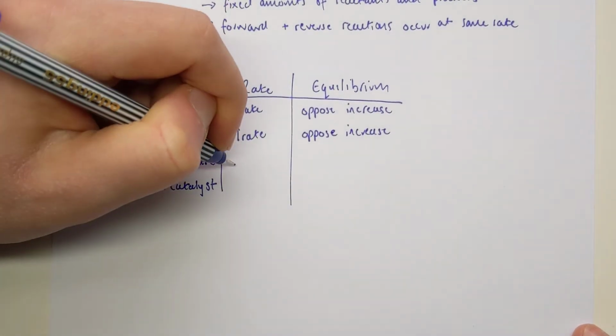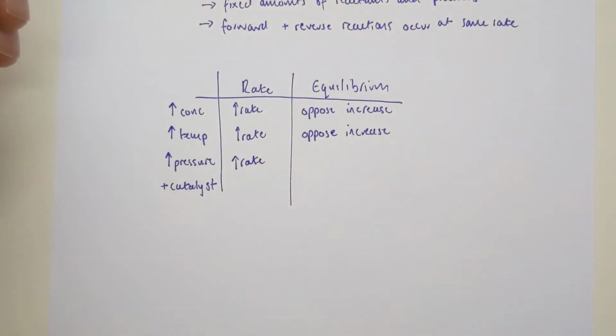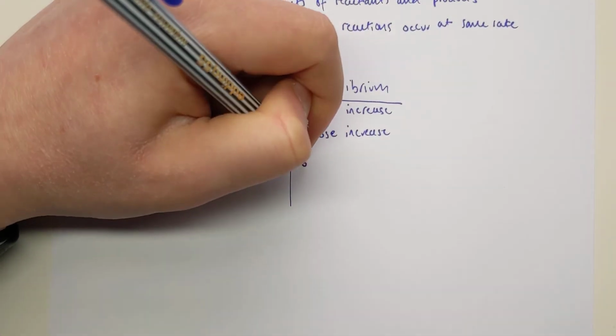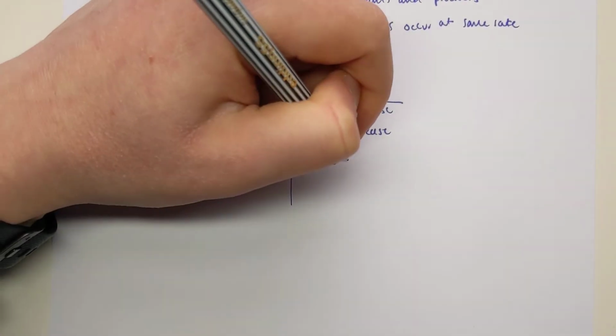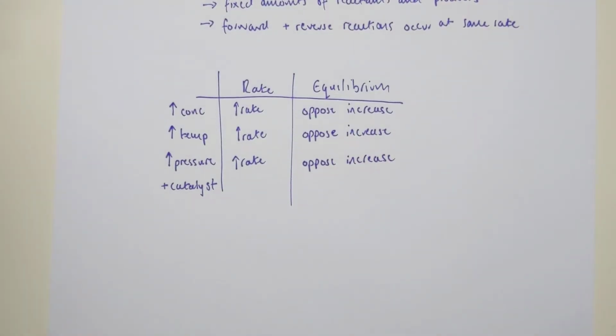If I increase the pressure, again, back in kinetics, increasing pressure always increases the rate of reaction because the particles are closer together, so there's more chance of them colliding. However, if I've got an equilibrium reaction, again, I'm just going to oppose that change. In some cases, nothing might happen because you might have the same number of gas particles on each side, but the reaction is going to try to lower the pressure.